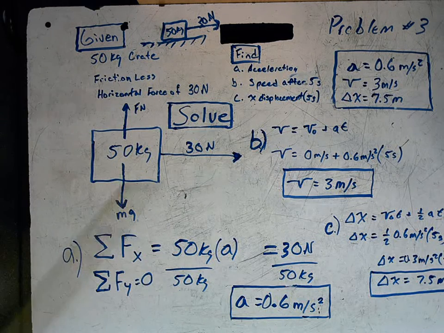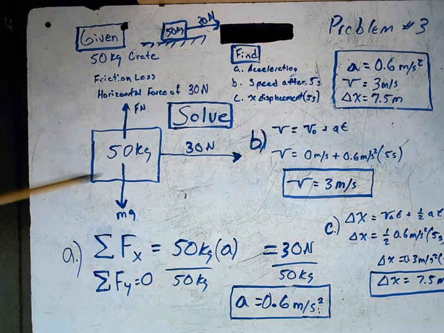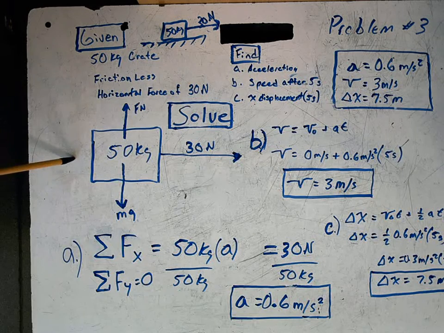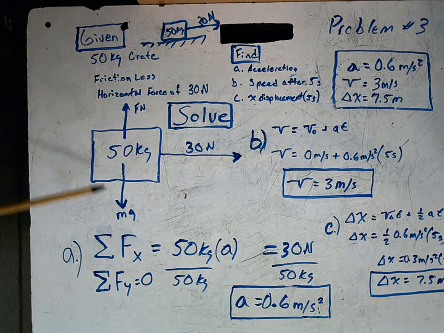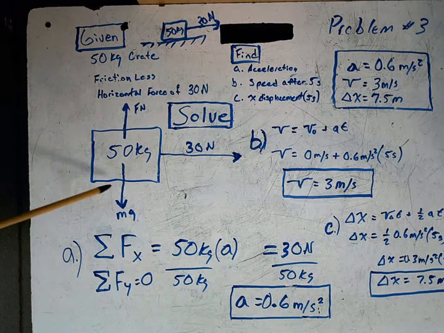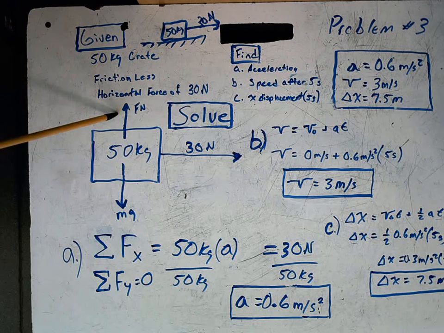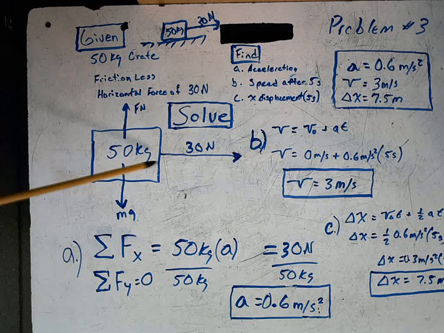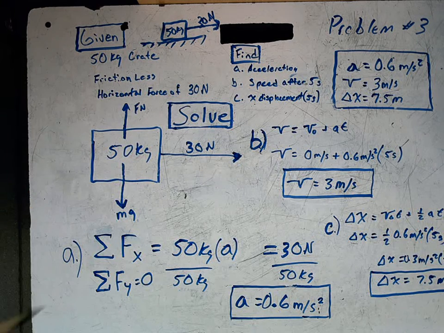And then let's solve. So the first thing we do is we draw a free body diagram of the 50 kilogram crate. We don't draw the floor, but here, Earth is pulling down on this 50 kilogram crate, but the ground is pushing up with a normal force. And then, of course, we have this 30 Newton applied force.